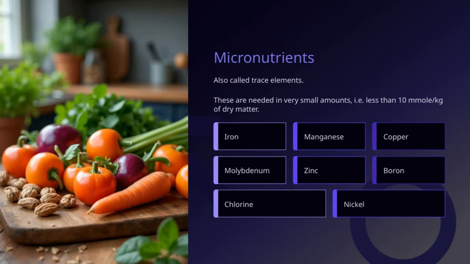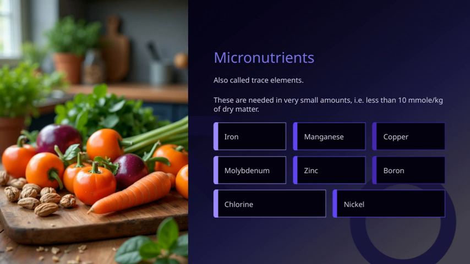Now let's take a closer look at some of these essential elements. We have boron, copper, nickel, zinc, manganese, chlorine, molybdenum, and iron. These elements are needed in very small amounts, less than 10 millimoles per kilogram of dry matter. Despite their small quantities, they play critical roles in plant health and development. These are often referred to as trace elements or micronutrients.